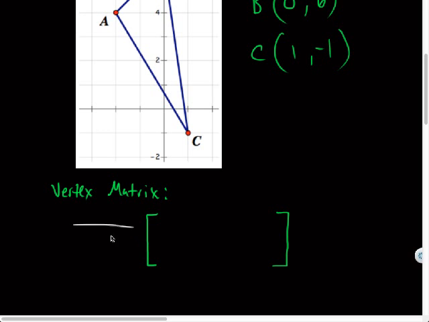I wouldn't necessarily label the rows and columns, but the top row would represent the x coordinates. The second row, or bottom row, would represent the y coordinates. And then each column represents a single point. So it's possible I could have n many columns to represent n many points.